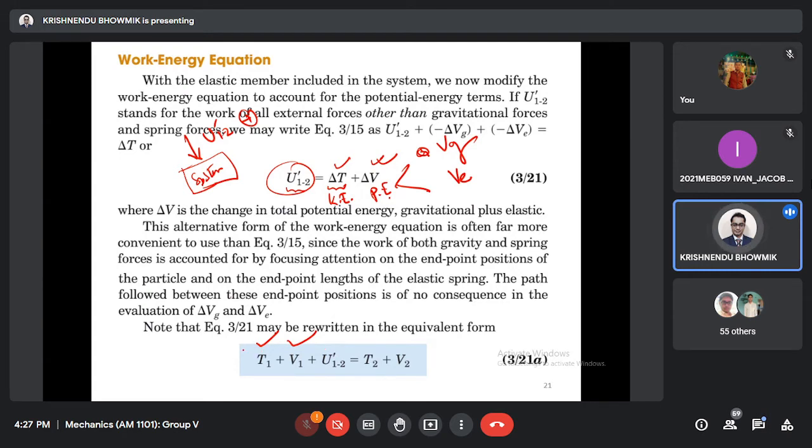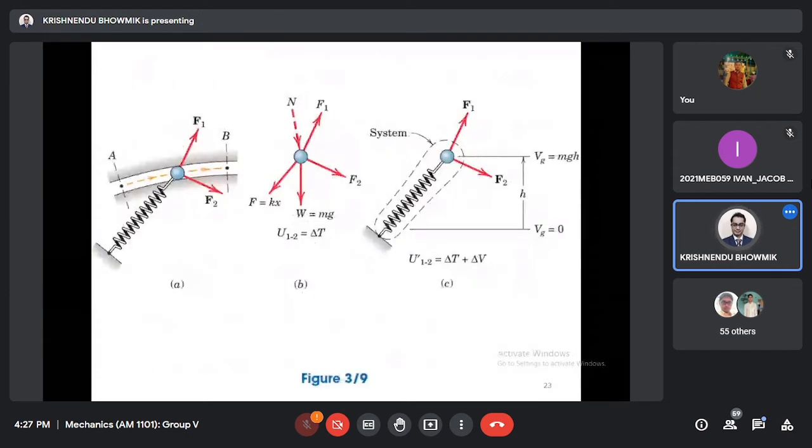T is kinetic energy, V is potential energy, and U1-2, the work done, will be T2 minus T1 plus V2 minus V1, where T2 is kinetic energy and V2 is potential energy. Work done will be the change in kinetic energy plus the change in potential energy, or whatever the old-fashioned form you can recall, that is also fine for me. Step 1, step 2.